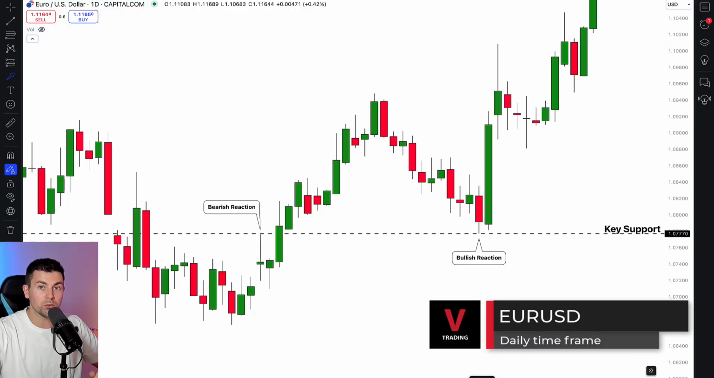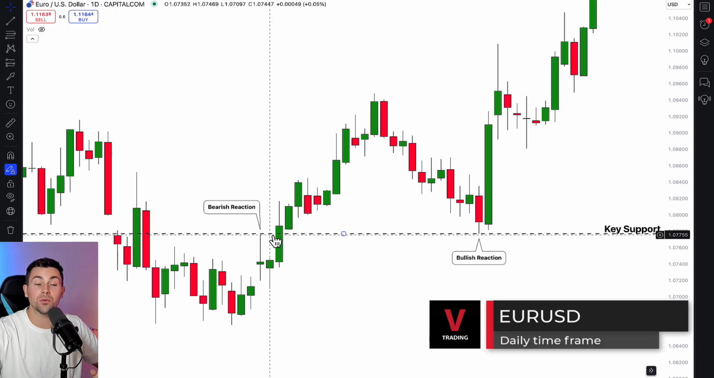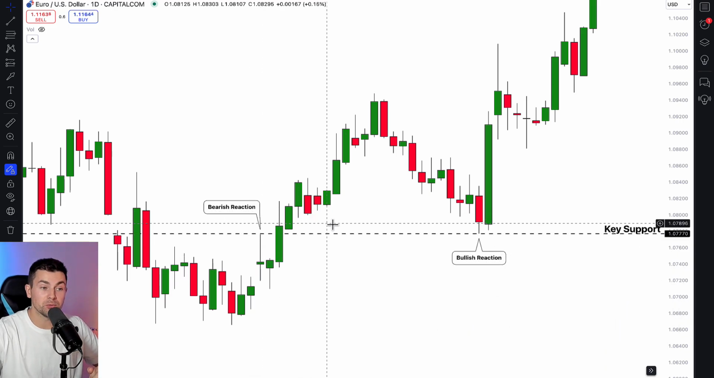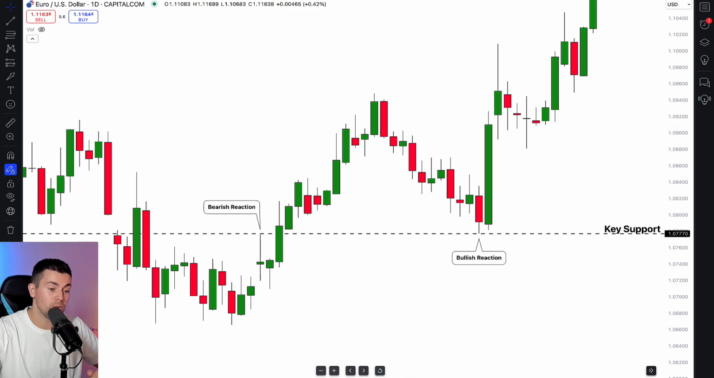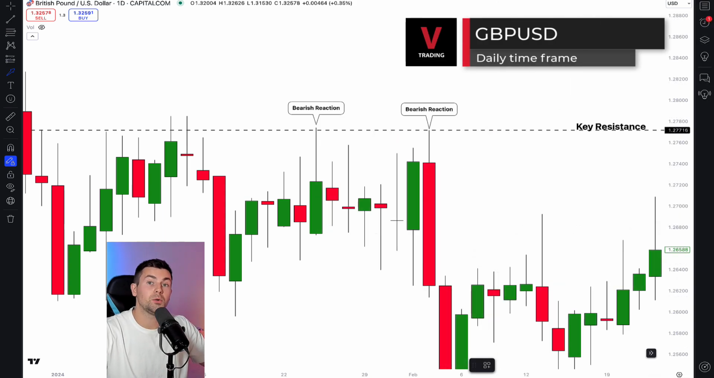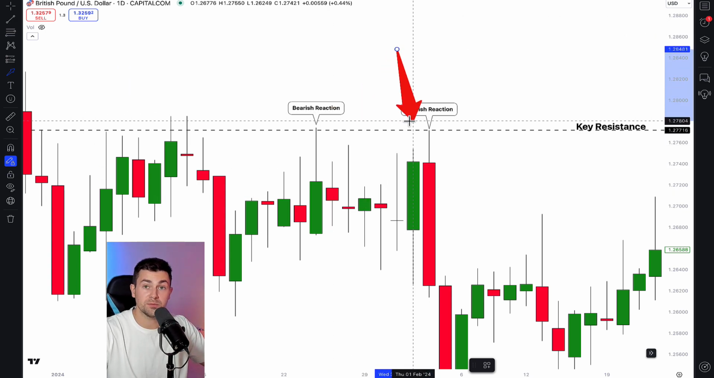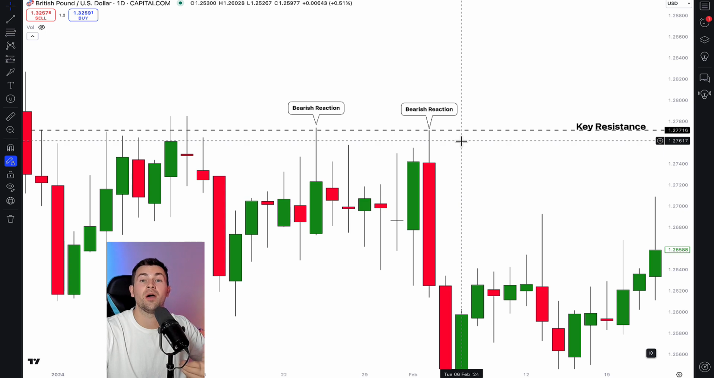Look at this key support on euro-dollar. First, it was respected as the resistance and a strong bearish reaction followed. Then after the breakout, the structure turned into support, and from that key level we saw a strong bullish reaction. And here in pound dollar pair we can see a perfect example of a significant horizontal resistance. The resistance that was respected 2 times by the market in the past, and we saw very strong bearish reactions to that. Support and resistance levels that I showed you are truly significant.